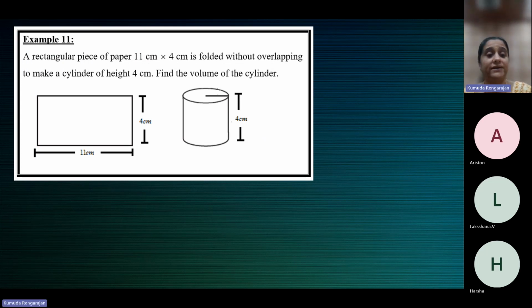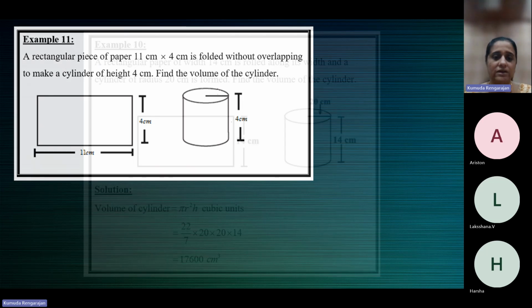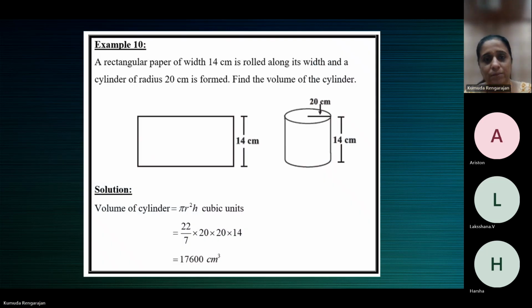So here, a rectangular piece of paper, 11 centimeters by 4 centimeters, is folded without overlapping to make a cylinder of height 4 centimeters. Find the volume of the cylinder. The difference between the earlier question and this question is that in the earlier question, we didn't have to find anything. The radius and the height of the cylinder formed was given to us. So we just had to fix the values in the formula and calculate.